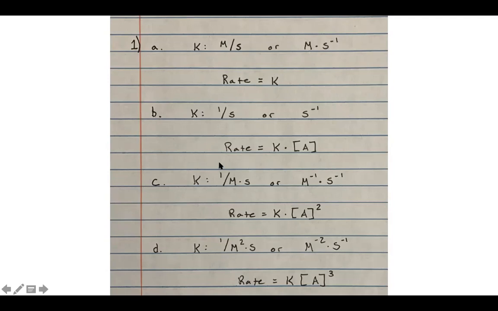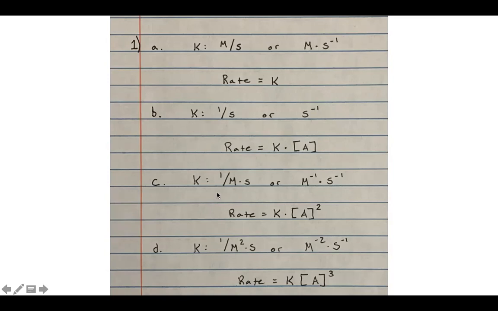B was for a first order reaction. So I wrote the rate law for a first order reaction, right? Rate equals K times a reactant raised to the first power. The units of concentration are molar. And so for units of K, you have to ask yourself, what times molar is going to give me molar per second, which is the units of rate? And so K for a first order reaction should be 1 divided by seconds, or you can write it as seconds to the negative first.